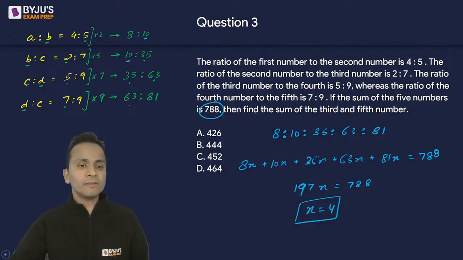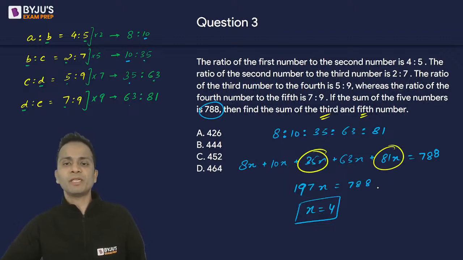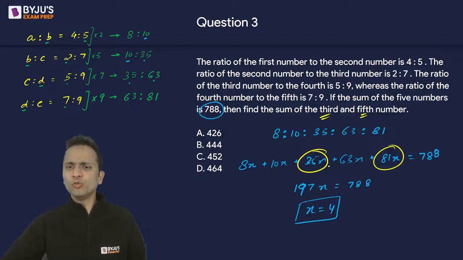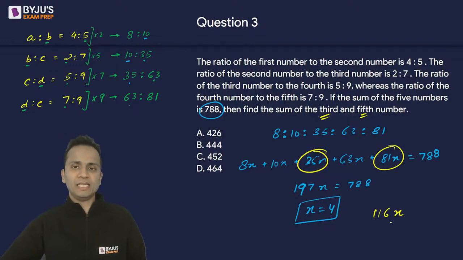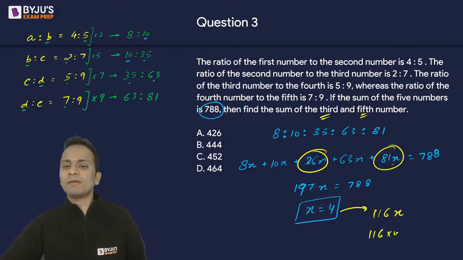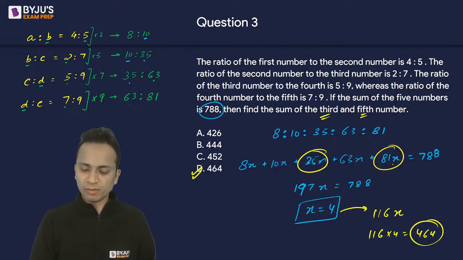Now what they are asking, they want the sum of the third and fifth numbers. The third number is 35x, the fifth number is 81x. Adding these two, 35x plus 81x will be 116x. Substituting the value of x as 4, 116 multiplied by 4 is 464. So 464, option D will be the correct answer of question number 3.